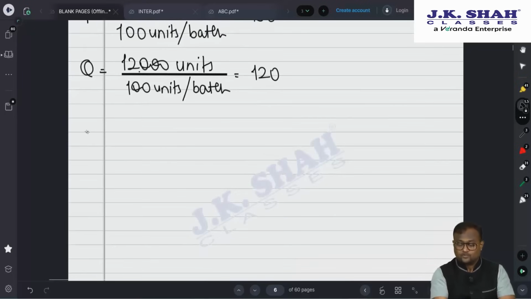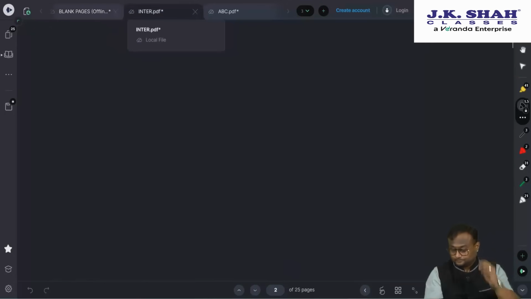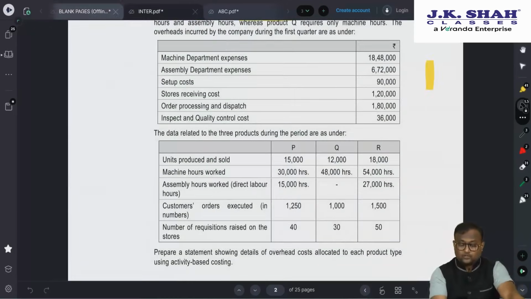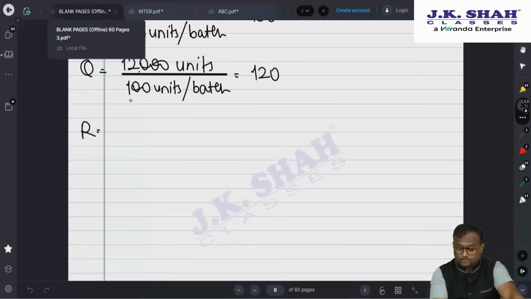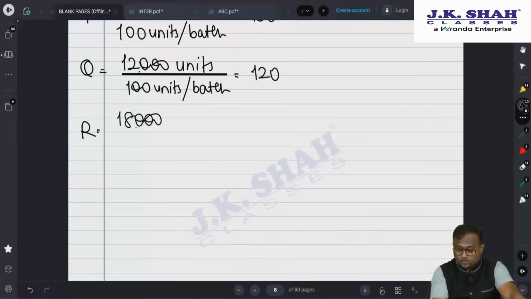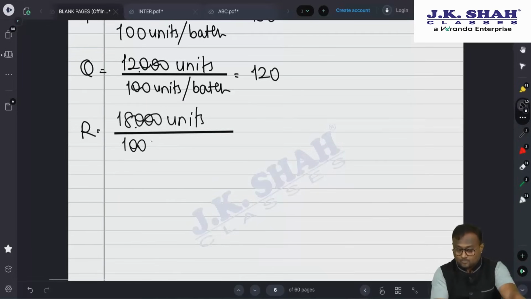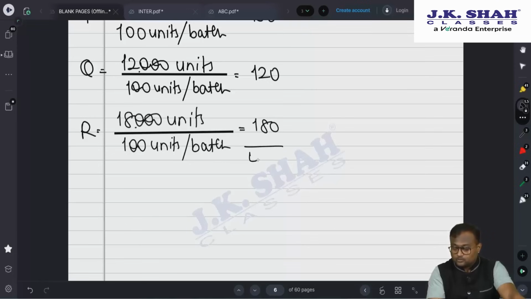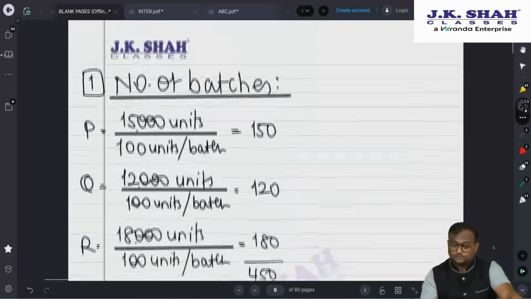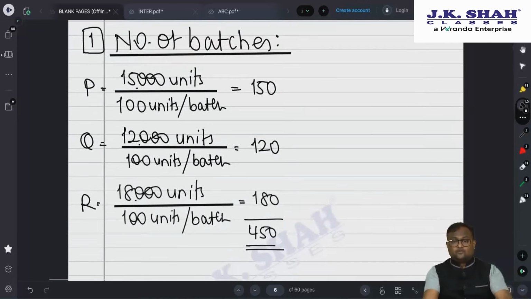A hundred units per batch means 120 batches for Q. For R, 18,000 units at a hundred units per batch means 180 batches. So there are a total of 450 batches executed: 150 for P, 120 for Q, 180 for R. You can copy this.